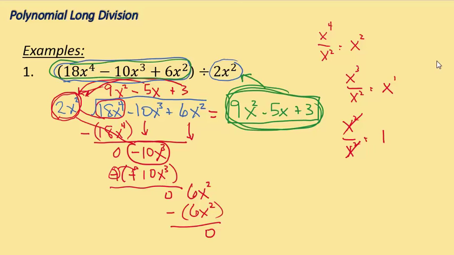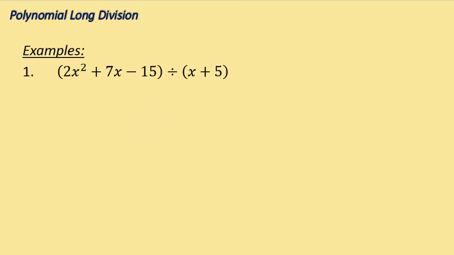Okay, let's look at our second example when we are actually dividing a polynomial by a binomial. All right, on this one, so let's go ahead and write it out. I have x plus 5 on the outside, and on the inside I have 2x squared plus 7x minus 15. All right, I'm going to start out the same way. I'm going to look at the first term in the binomial on the outside, and I'm going to see how many times does it go into 2x squared.